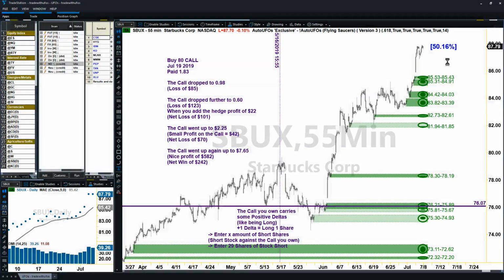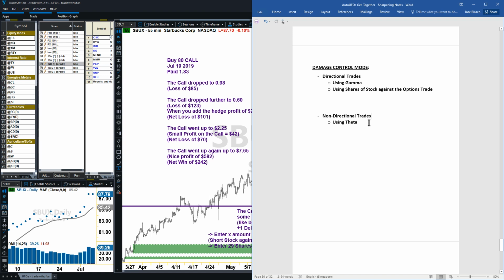Okay, everyone, very nice. Ready to restart and continue now with another approach, which is applied to non-directional trades. We have been talking about damage control with directional trades, where the idea is to use gamma, and this is done by using shares of stock against the options trade. Obviously, there are other approaches as well on how to do damage control for directional trades. To be honest, there are many approaches. There are many things that could be done with options. All of them have pros and cons. Again, we need a starting point. So the one we covered today has certain advantages, and hopefully this is well understood.